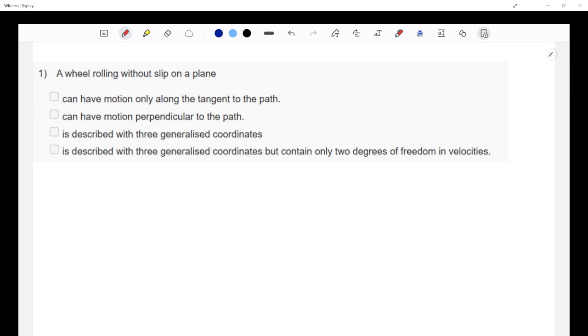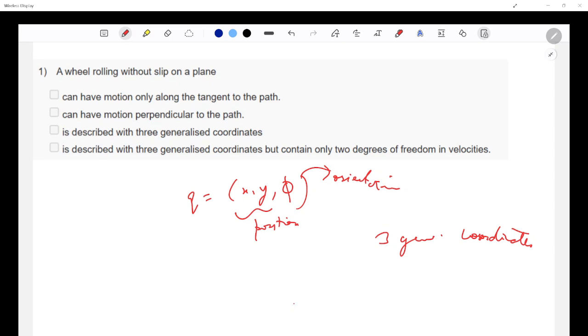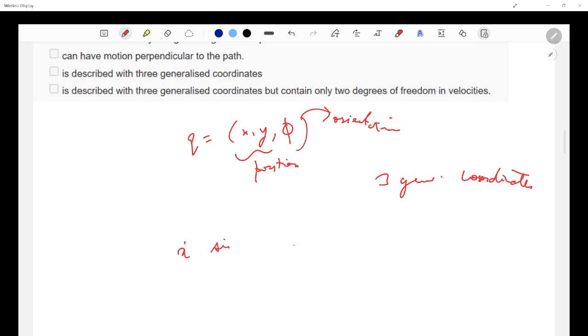So we model a wheel on a plane with q as a function of x, y and phi, right? Where these are the positions and this is the orientation. Okay, so there are 3 generalized coordinates, right? In the non-slip condition, which is mostly important, it's x dot sin phi minus y dot cos phi is equal to 0. This means velocity perpendicular to the wheel is 0.